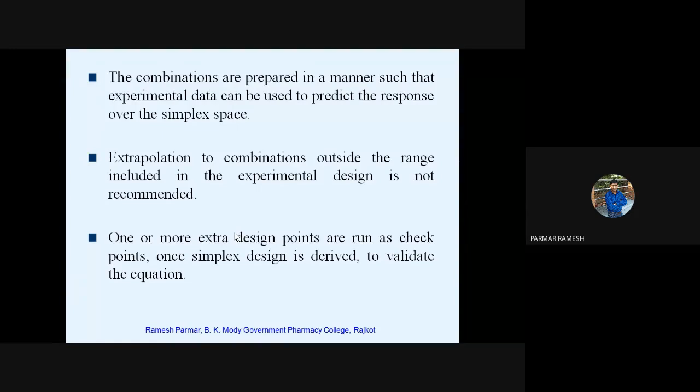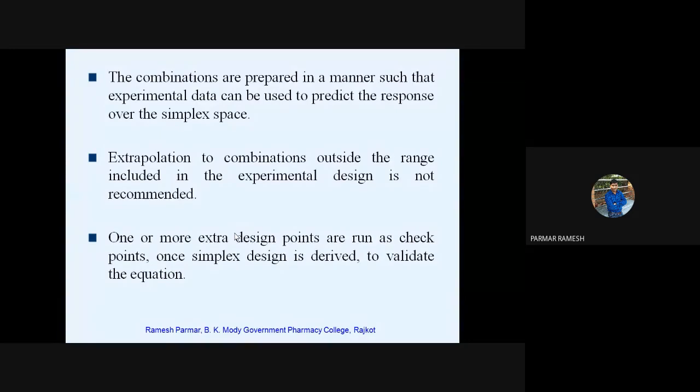And extrapolation to combinations outside the range included in the experimental design is not recommended. We can only claim that the relationship is true within the design space. Outside the design space, we cannot claim that it stands true. It may stand true, but we cannot claim that, and we should not rely upon that. So our response is predictable within that design space only.